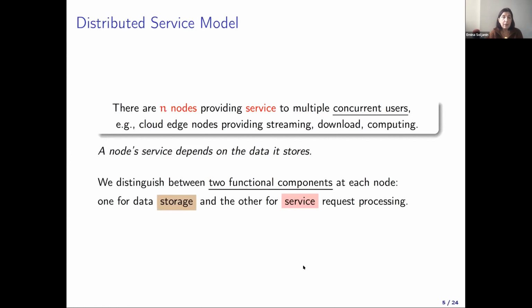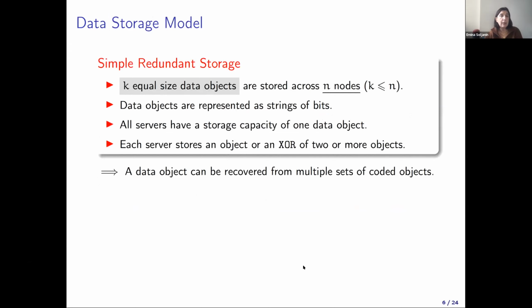And we distinguish between 2 functional components at each node. One is associated with data storage, and the other is associated with service request processing. So let me first describe the storage. A simple redundant storage is that you have k equal size data objects. In our movie example, we had 2, and they're stored across n nodes. In our movie example, we had 3 cinemas. And k is smaller than n, and hence redundancy.